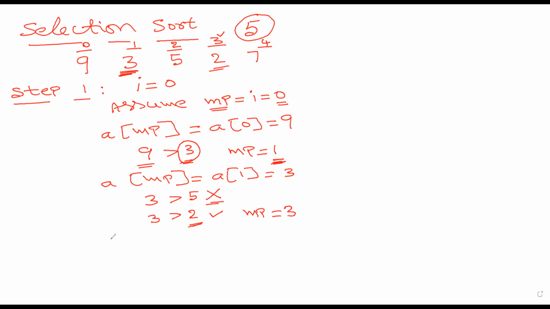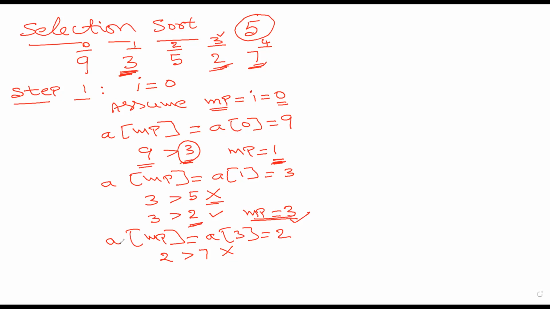Change it to 3. Now A of minimum position, which is A of 3 equal to 2, we compare with the next element, 7. Is 2 greater than 7? No, this condition fails, so there is no need to change. What minimum position did we get finally? 3, because 7 is the last element and no more elements are there to compare.